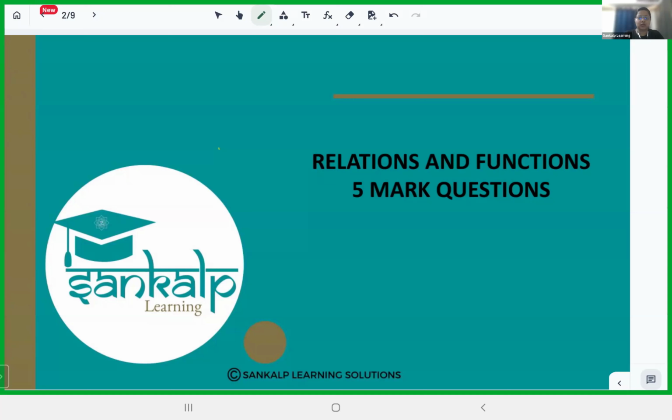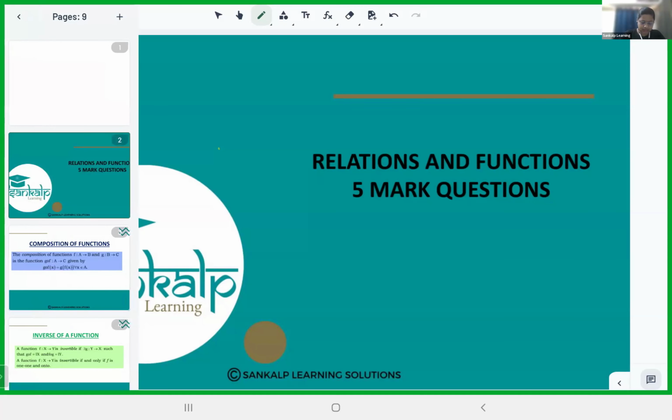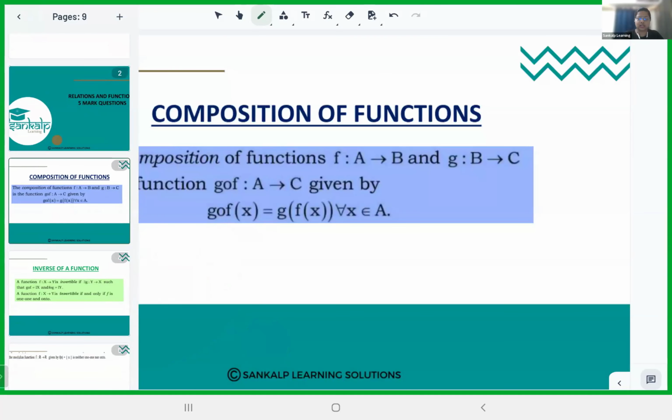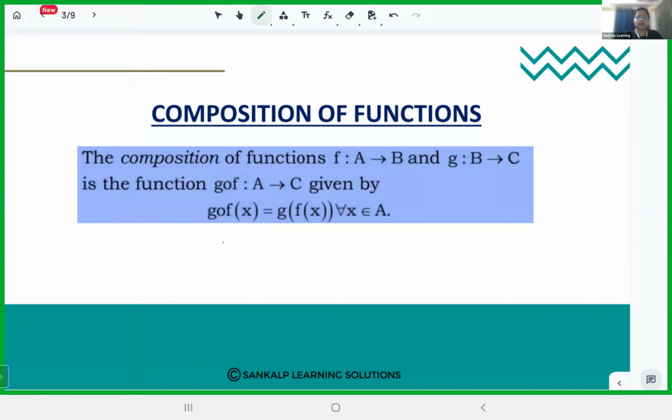Okay, so we'll go straight to the new topics, that is, we haven't discussed composition of functions as well as inverse of function, right? So we'll have a quick reflection on what is composition of function and what is inverse of a function. All right. So in this, we first have to discuss what is composition of functions.